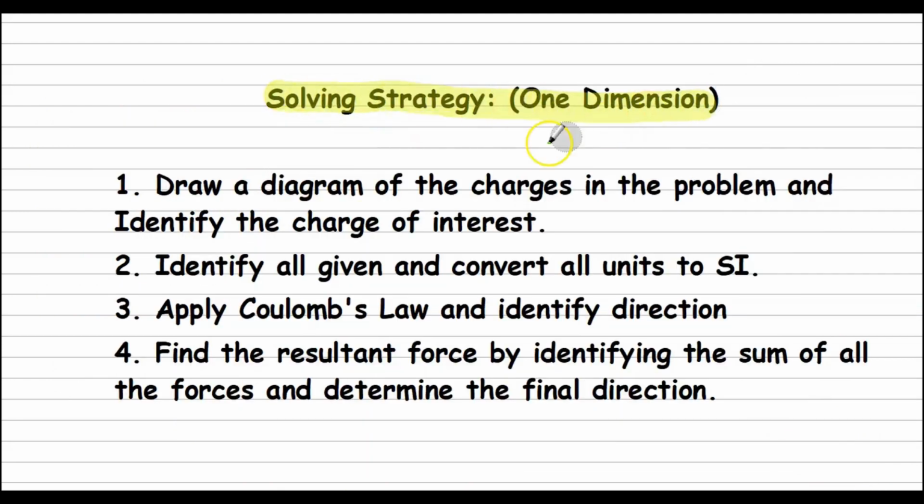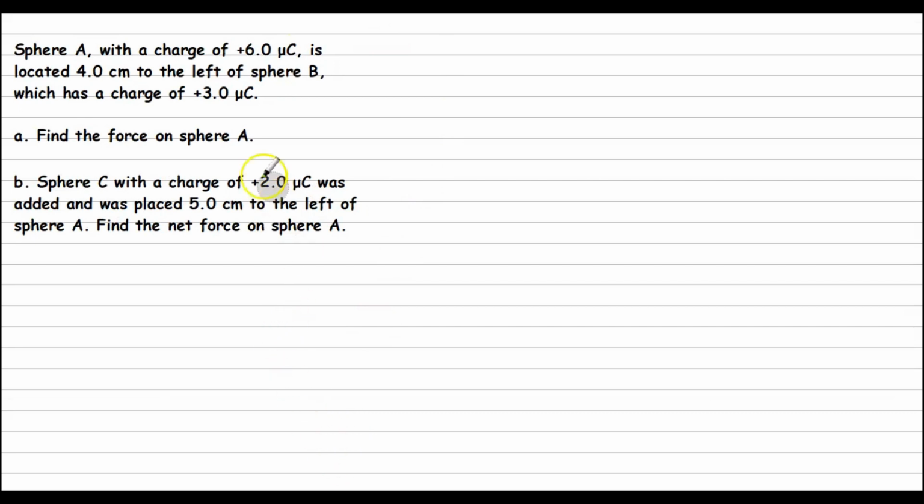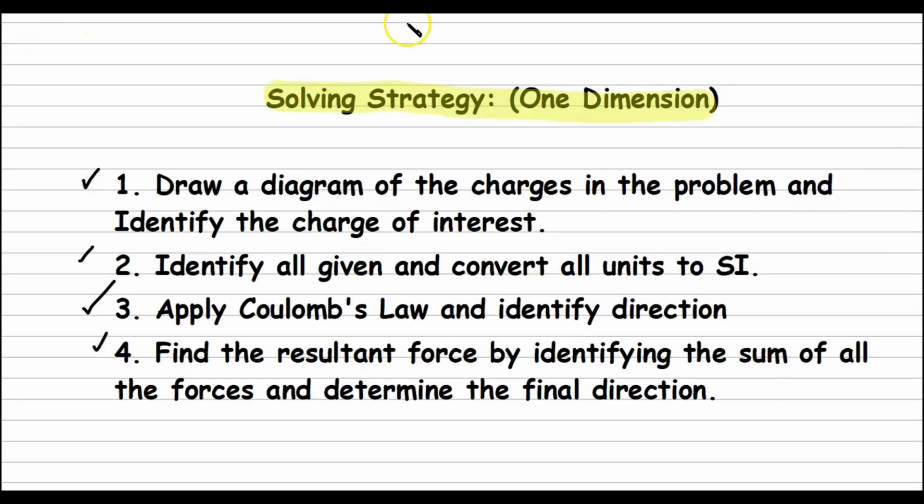We can apply the following strategies in solving Coulomb's Law in one dimension. We will discuss them one by one as we solve a sample problem. Let's try this one. Sphere A with a charge of positive 6 microcoulomb is located 4 cm to the left of sphere B, which has a charge of positive 3 microcoulomb. Letter A. Find the force on sphere A.